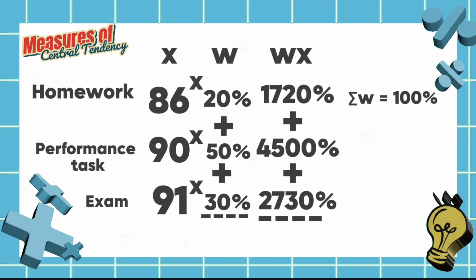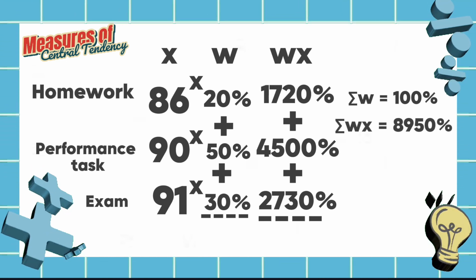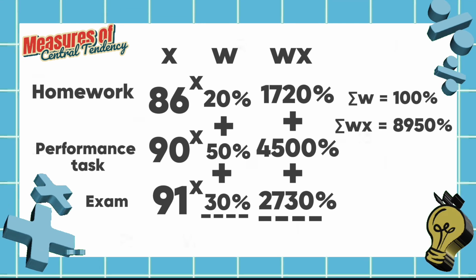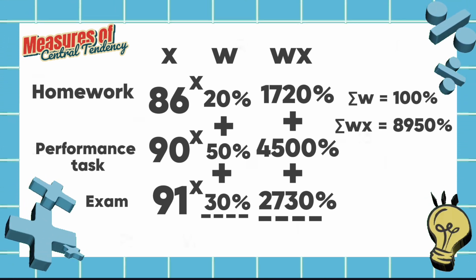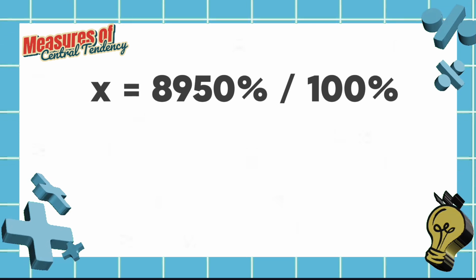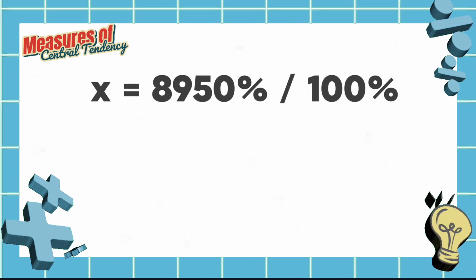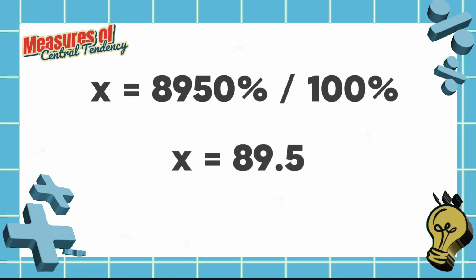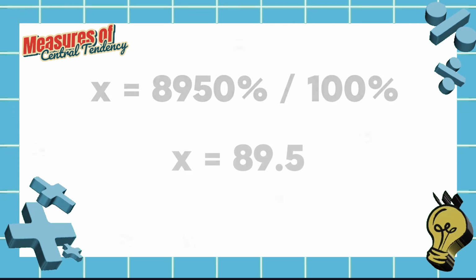Now we add all the answers of WX. Then we get 8950%. After this, divide the sum of the WX by W. 8950% divided by 100% is equal to 89.5. This is his overall grade.